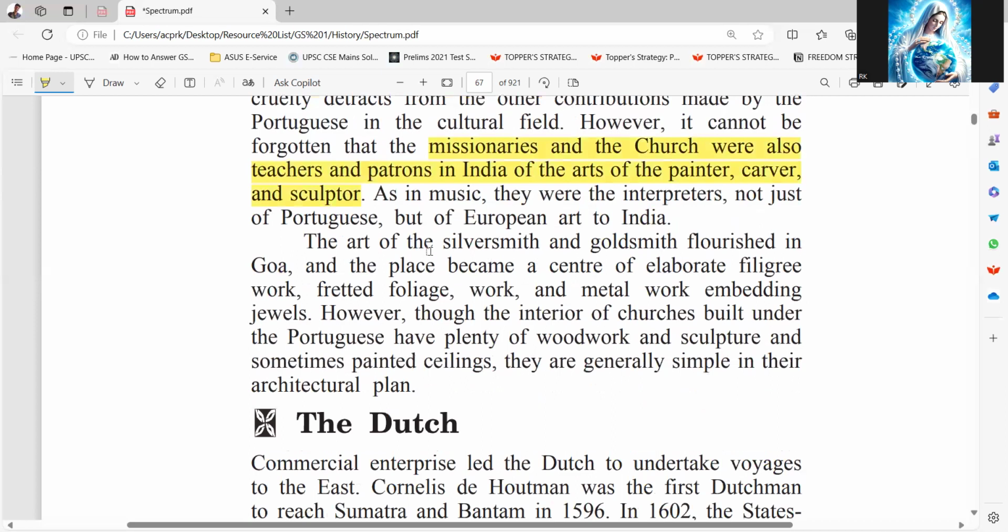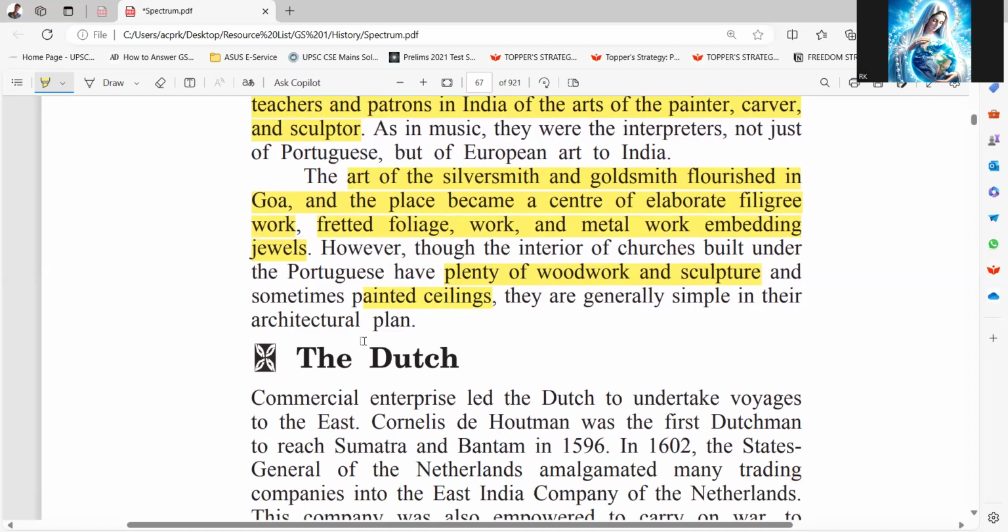The art of the silversmith and goldsmith flourished in Goa, and the place became a center of elaborate filigree work, fretted foliage work, and metal work embedding jewels. However, though the interior of churches built under the Portuguese had plenty of woodwork and sculpture and sometimes painted ceilings, they are generally simple in their architectural plan.